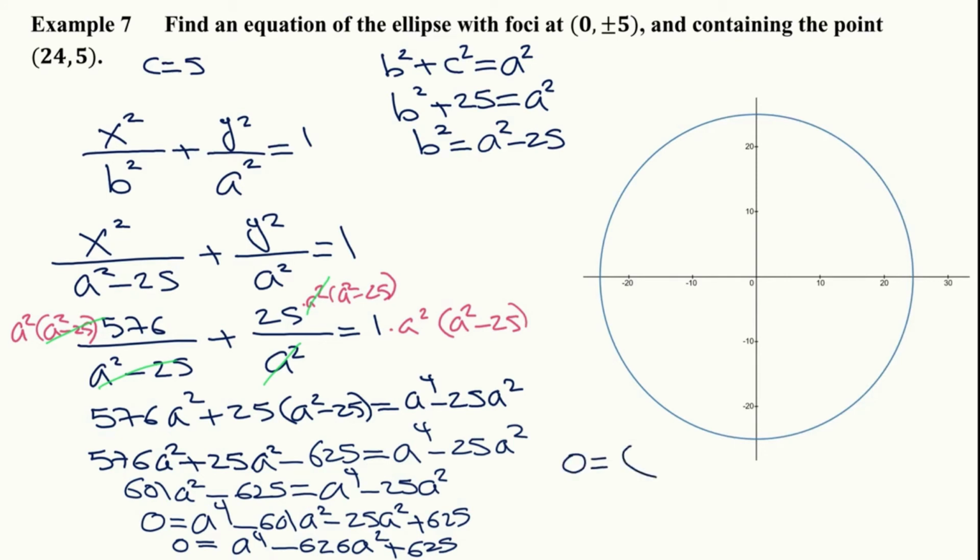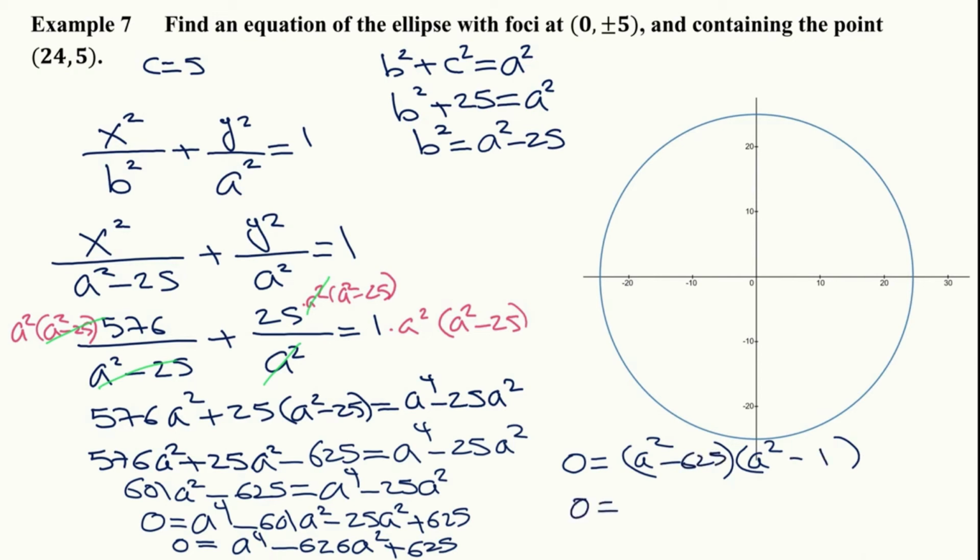So I'm just going to factor it by trial and error. I know I need a squared and a squared. Now, two numbers whose product is positive 625 and whose sum is negative 626. So that's just going to be negative 625 and negative 1, right?